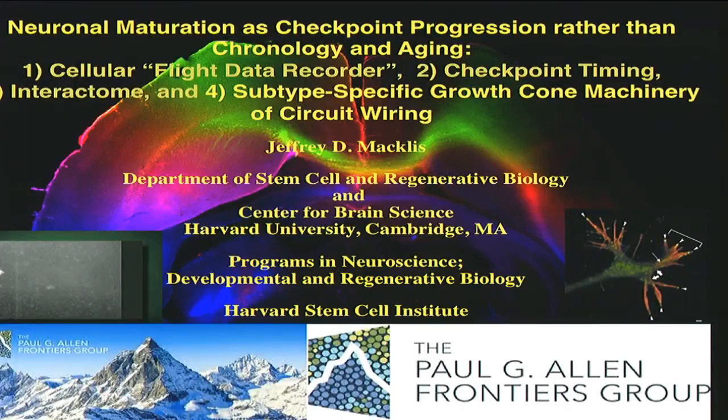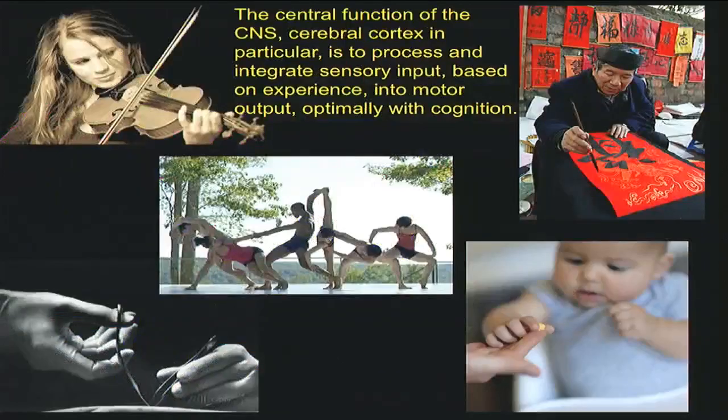And I'm going to show you how we got to that by higher full-depth transcriptomes and proteomes in specific types of growth cones. So many people would claim that the goal of the nervous system is motor output.